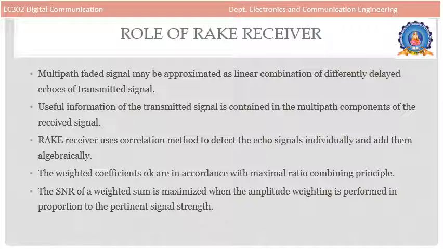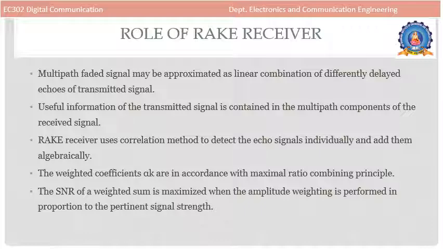This multipath faded signal may be approximated as a linear combination of differently delayed echoes, and useful information of the transmitted signal is contained in the multipath components of the received signal. So we cannot avoid the multipath components, and the rake receiver uses a correlation method to detect these echoes, that is, the multipath signals individually, and adds them algebraically. The weighted coefficients are in accordance with the maximal ratio combining principle. Already we discussed maximal ratio combining in diversity.